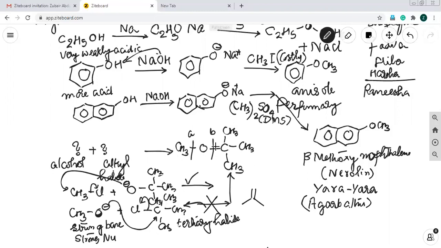So just keep this in your mind. If you want to prepare this, you have to use a bulky base and a small halide. Here is a bulky base and a small halide. Okay, so this is the preparation. Now, let us look at the reactions of ethers.